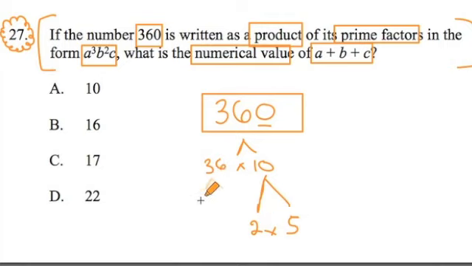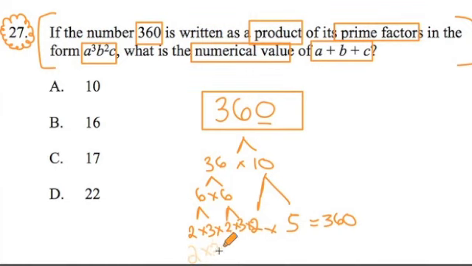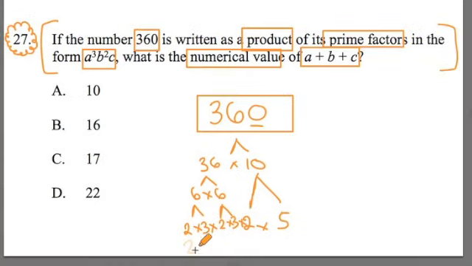What about 36? Well, 36 can be made up of 6 times 6. Those aren't prime factors, so I have to boil it down even more. 6 can be made up of 2 times 3, and 6 again is 2 times 3. If I want to think about the prime factors that make up 360, that would be 2 times 3 times 2 times 3 times 2 times 5 to get 360. Or we could think of 360 as being made up of 2 times 2 times 2 times 3 times 3 times 5.